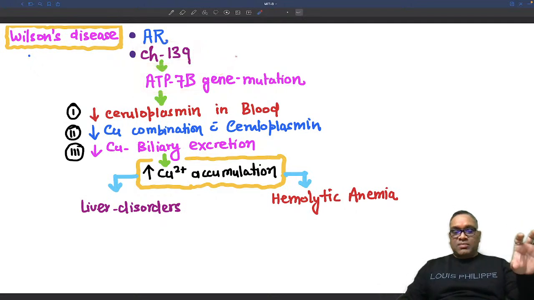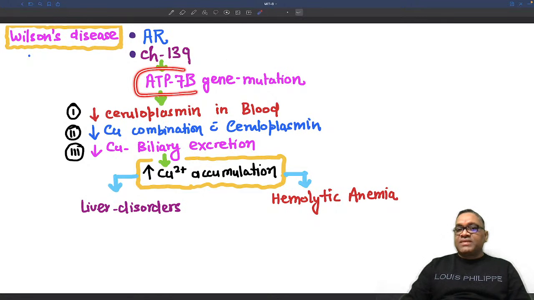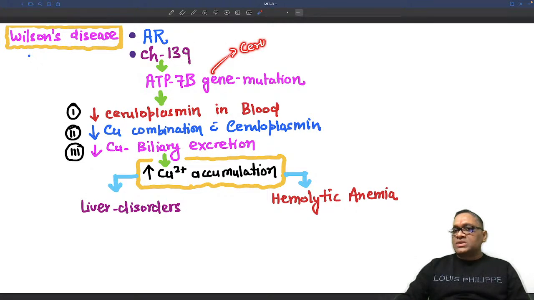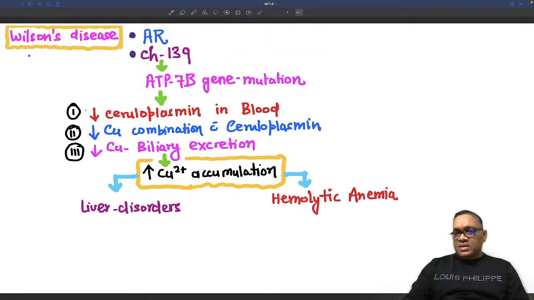That was a previous year question also, right? They showed the diagram of the KF ring and asked which mutation will be present. So the ATP7B gene, remember B, not A. The ATP7B gene is present on chromosome number 13. So what is the function of the ATP7B gene? The ATP7B gene normally encodes for ceruloplasmin, right? Ceruloplasmin is a carrier protein which combines with copper and excretes it into the biliary tract, right? So if there is a mutation, what will happen? There will be a decrease in ceruloplasmin, because ATP7B encodes for ceruloplasmin.